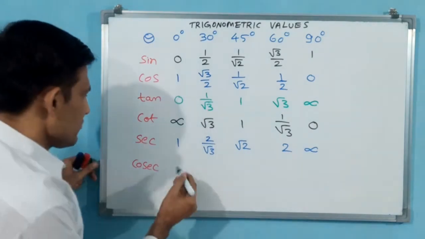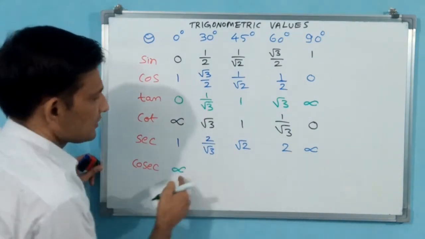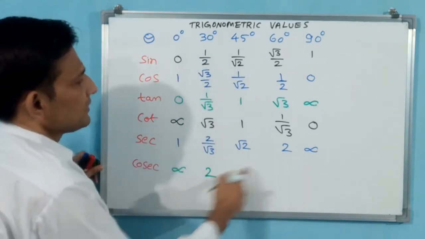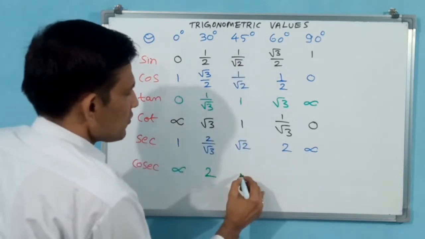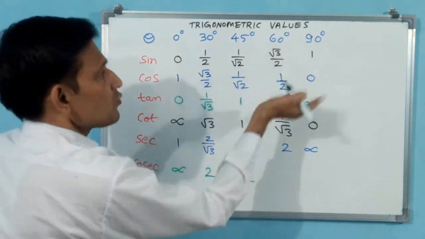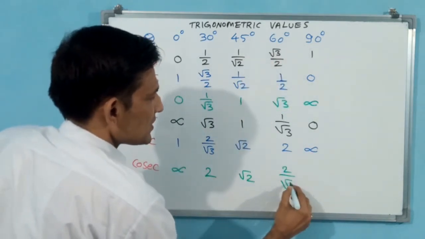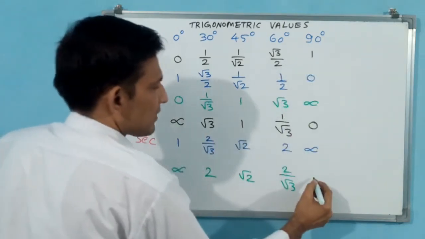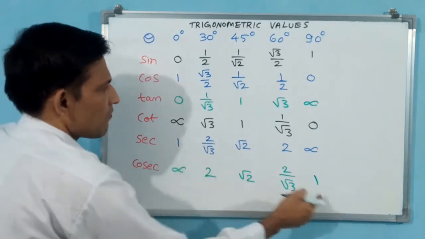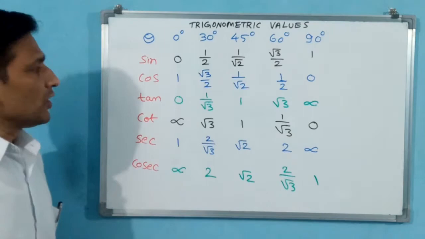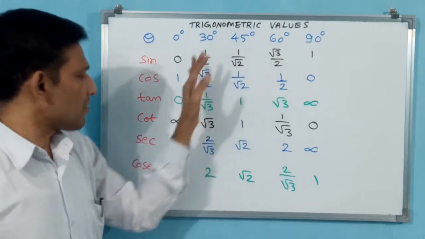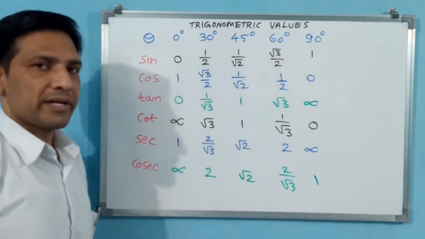1 by 0 is infinity, you write 1 by 0 is infinity. Even if you reverse it, infinity will come. 1 by 1 by 2, 2 will come. Even if you reverse it, 2 will come here. 1 by 1 by root 2, root 2 will come. 1 by root 3 by 2 means 2 by root 3 will come, 2 by root 3. 1 by 1 is 1 only, 1. You see how infinity, 2, root 2, 2 by root 3, 1. Okay. In this way, you can remember this table from 0 degree to 90 degree. Only 5 values if you remember, all values you can recollect and write.